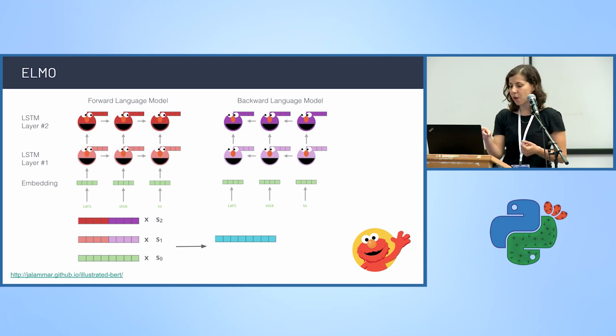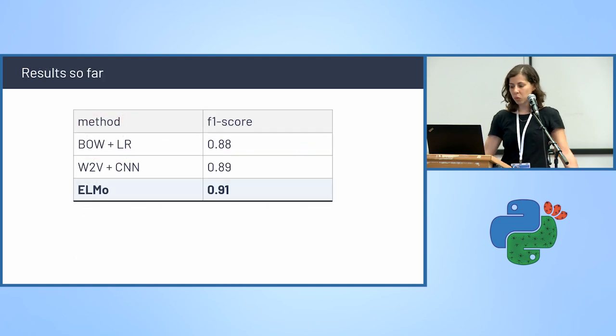I took this figure from a Medium post called Illustrated BERT. It's a really, really good post to understand all the different models. We run this. Elmo requires a GPU, and it's very, very easy to get it up and running. The code is almost like Java just written in Python, but it works.